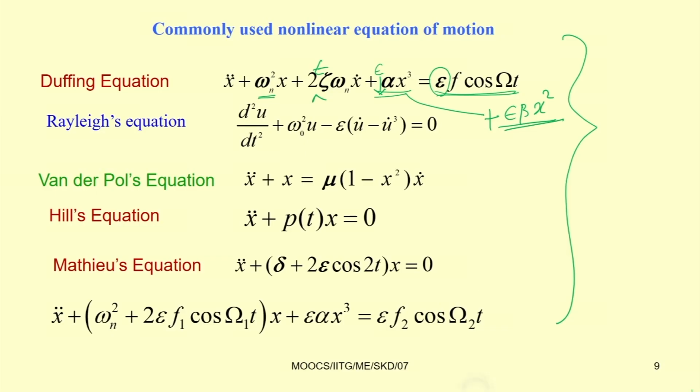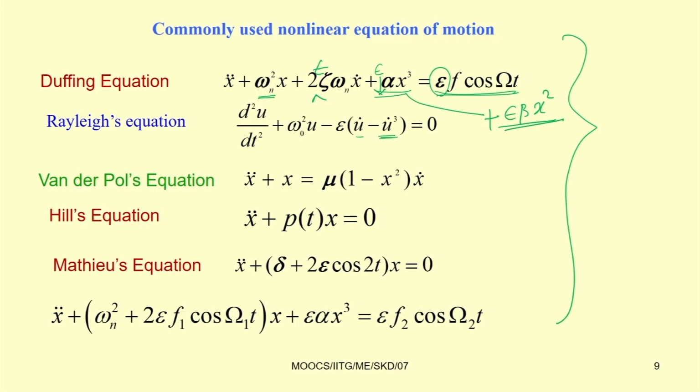Similarly, for the forcing, we already know the forcing may be weak or the forcing may be strong. And we have studied this Rayleigh equation also. This Rayleigh equation is d square u by dt square plus omega square u minus epsilon (u dot minus u dot cube). So here you can see we have the nonlinearity in damping.